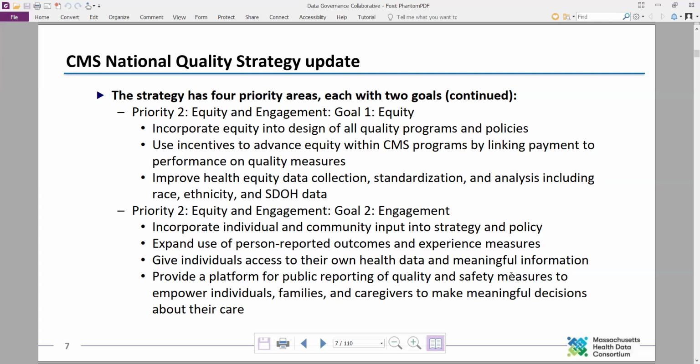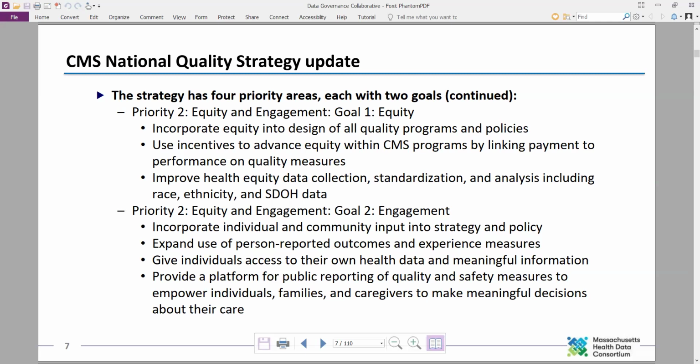All right, so around engagement, this is a combination of, there's a little bit of discussion of industry engagement, but this is actually meant more at an individual level. The individual patients, their families, their caregivers, and the community around them. So they're looking to get more boots-on-the-ground input into their strategies and policies, and to expand the use of patient-reported outcomes and experience measures. And then obviously this one's important to us: give individuals access to their own health data.